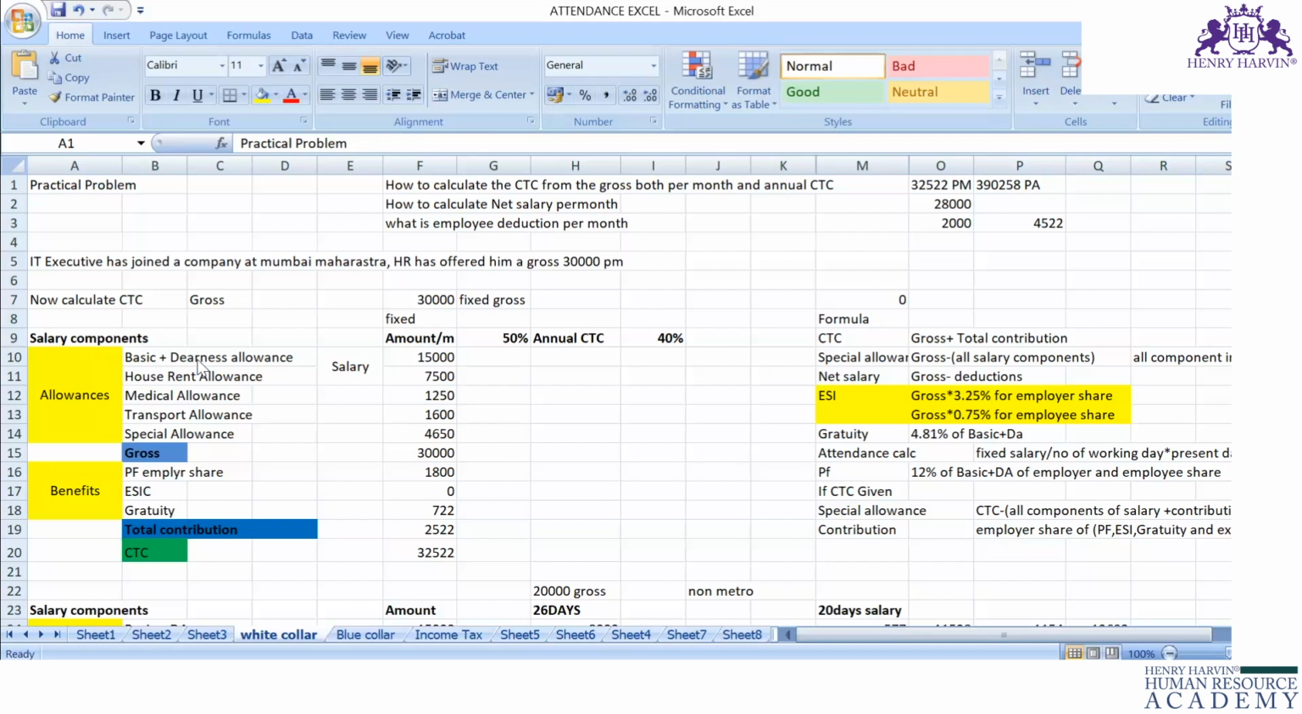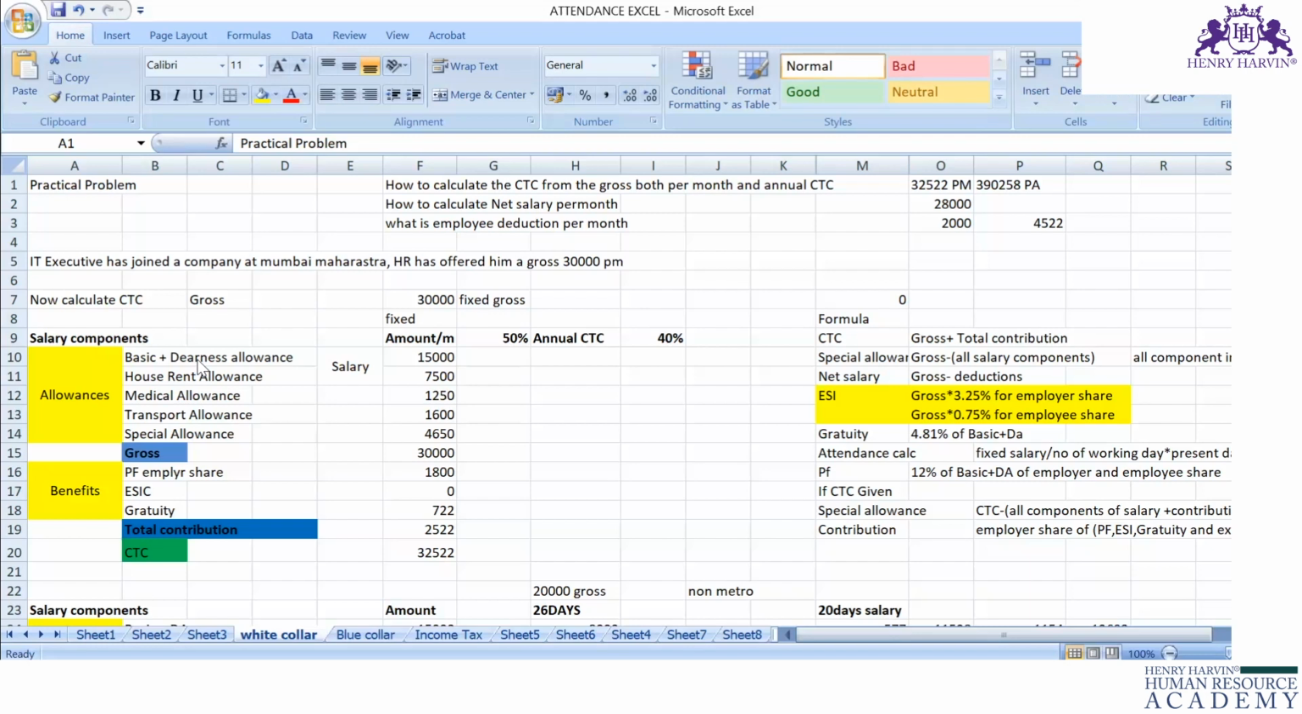DA allowance simply means it is like pocket money that parents give to children, right? Like that, the employer is giving to the employee. That is the dearness allowance. Most organizations give basic plus dearness allowance as a single component. Some organizations give basic as a separate component and dearness allowance as a separate component.